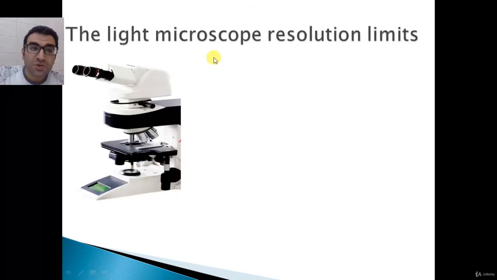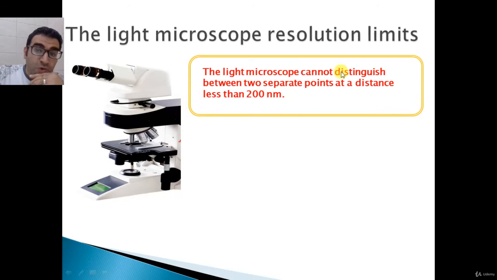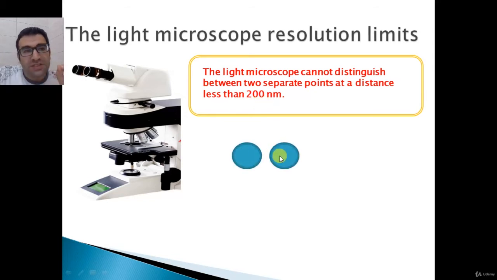Now, the light microscope has resolution limits. It cannot separate between two close objects inside the cell. The light microscope cannot distinguish between two separate points at a distance less than 200 nanometers. So every two points in a cell or outside the cell, every two microscopic objects. We are talking biology, so we are looking at unseen structures.